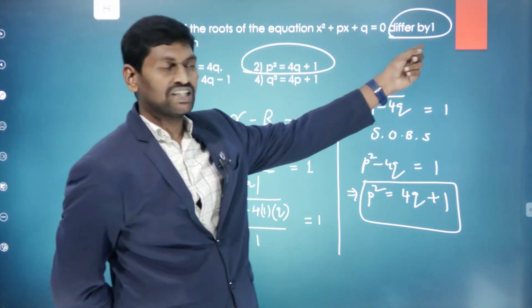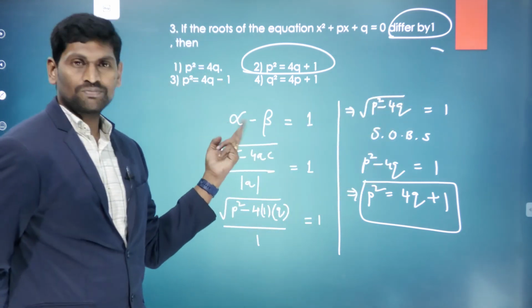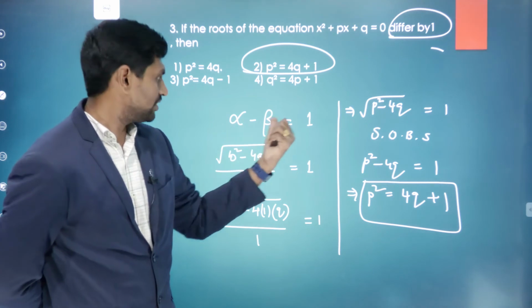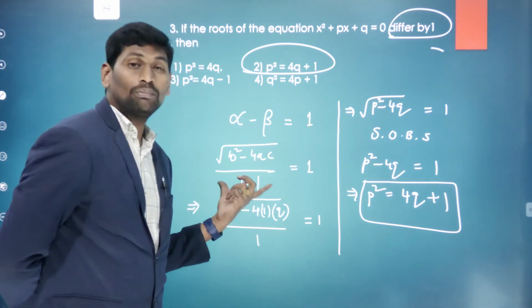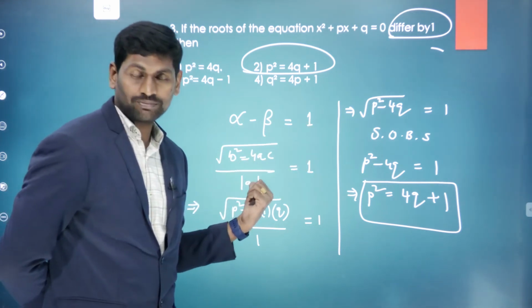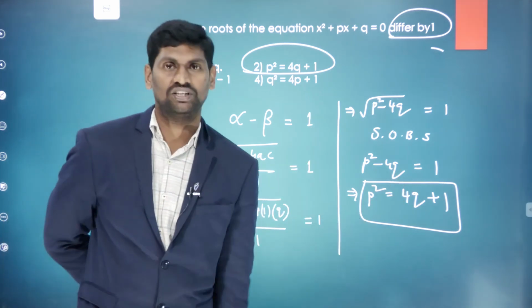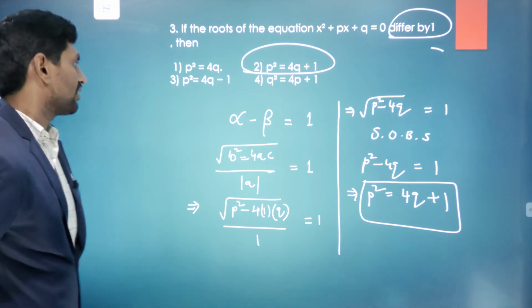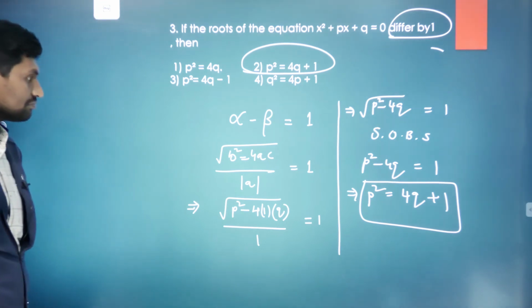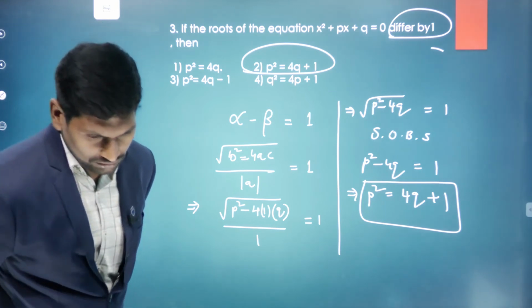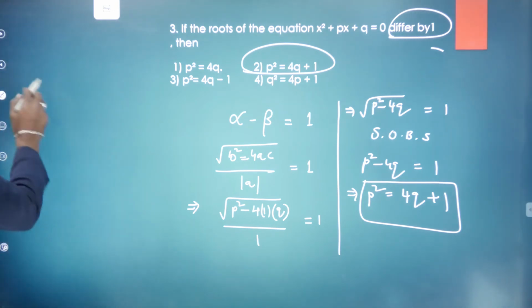It is already given that the roots differ by 1. Difference means first root alpha, second root beta. Difference means subtraction, so alpha minus beta is equal to 1. We know the formula for that: root over b square minus 4ac by modulus of a. That value is 1. So substitution, simplification, finished. Yeah. Next question.